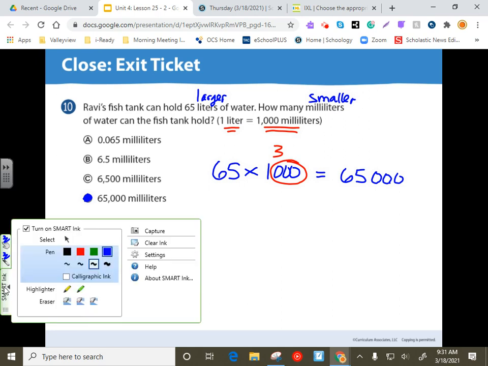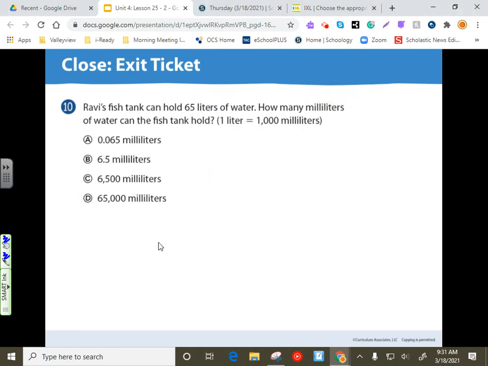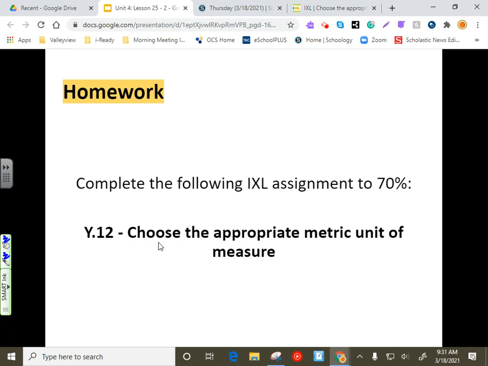All right. Hope that makes sense. Again, we talked about customary units in the last homework. This one, I want you to make sure you're choosing appropriate metric, and it gives you good practice on recognizing the difference between a customary and a metric measurement, and that's Y12, and all you have to do is go to 70%.